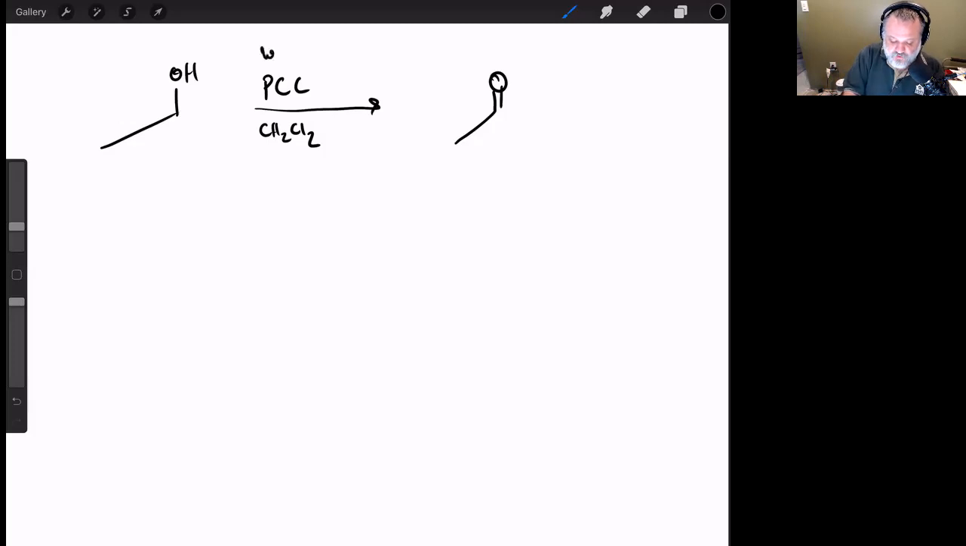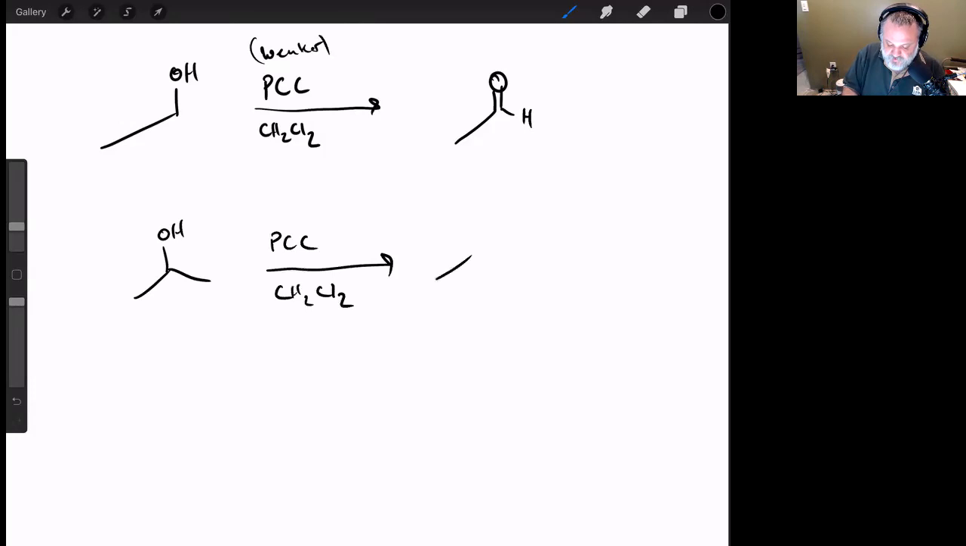This is a weaker oxidizing agent, and it will oxidize the carbon only to the aldehyde in the case of a primary alcohol. It is still, however, strong enough to take a secondary alcohol and oxidize it to a ketone. That's certainly something you can do as well.